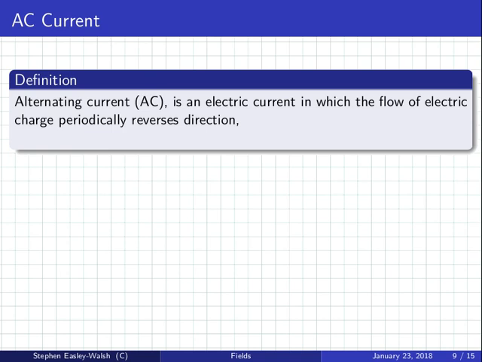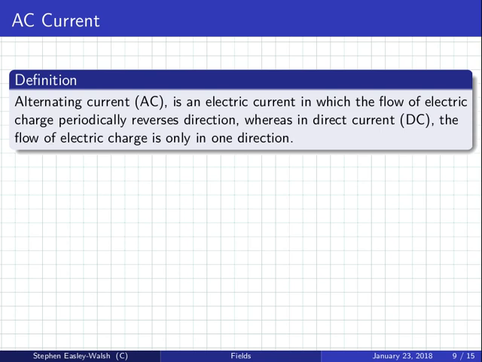But just to compare that with DC, did you write down the definition of DC? No? Oh, well then you better write this down if you didn't. Whereas in direct current, DC, the flow of electric charge is in only one direction. Okay, sorry, you need all of this, I guess.